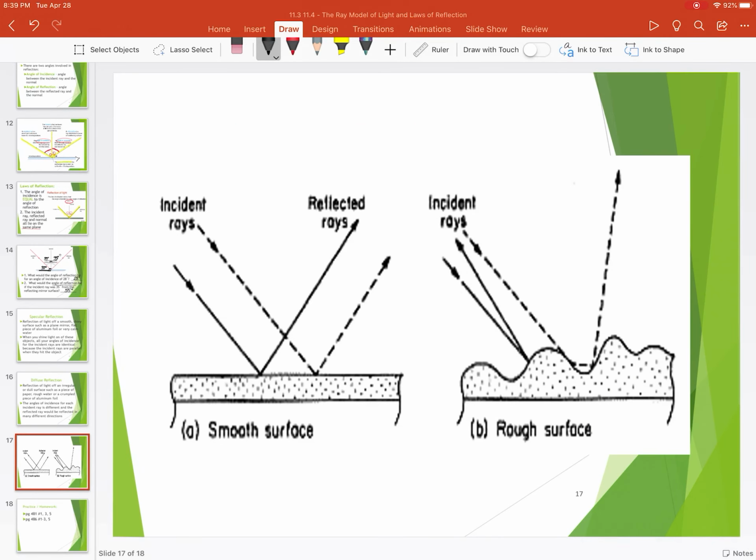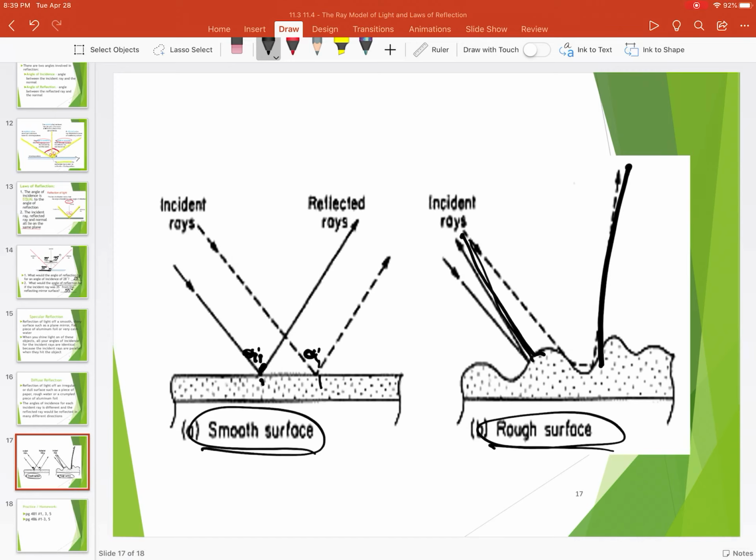Based on the diagram we have, our specular reflection, our smooth surface here, shows you that all of these incident rays are going to be equal, and as a result we end up with parallel lines. We see a very clear image. Whereas here, because the surface is rough, we end up getting those reflected rays going off in many different directions, and as a result we don't see a reflection or a very neat reflection from that.